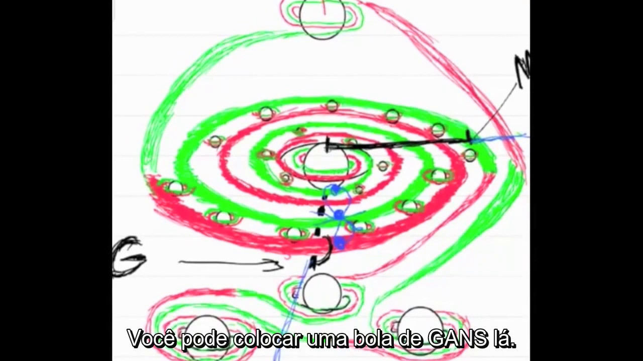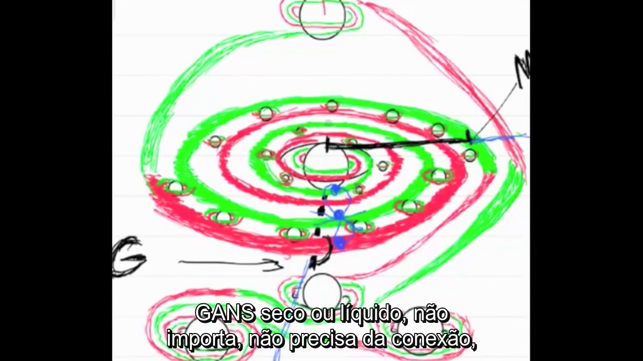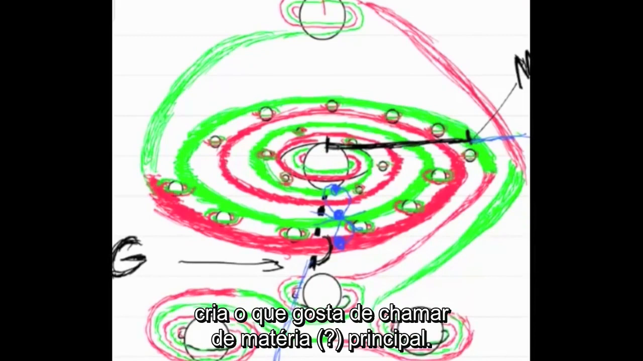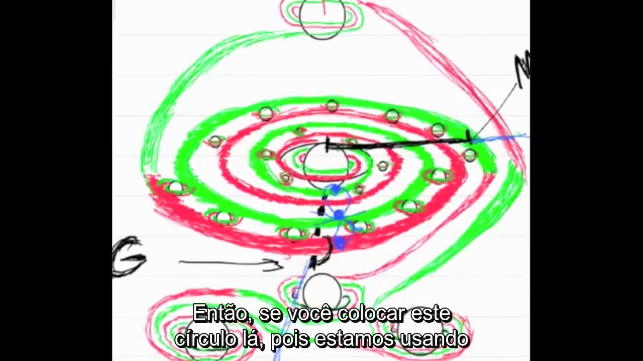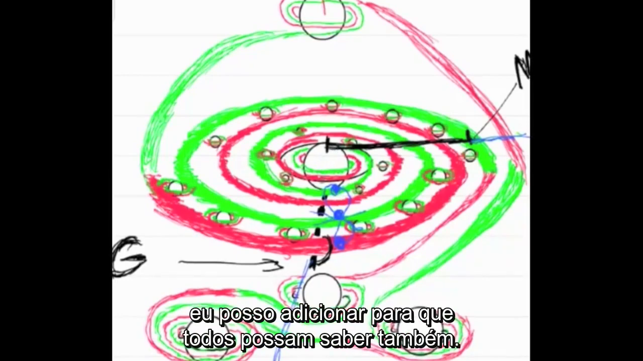You can put a ball of GANs in there. If you put a ball of dry GANs, wet GANs, doesn't matter. It doesn't need a connection. But now you have a source supply. You create what you like to call a principal ball matter. So if you put that circle there, because we are using this in the development of the technology somewhere else now, I can add to the knowledge that everybody else knows too.